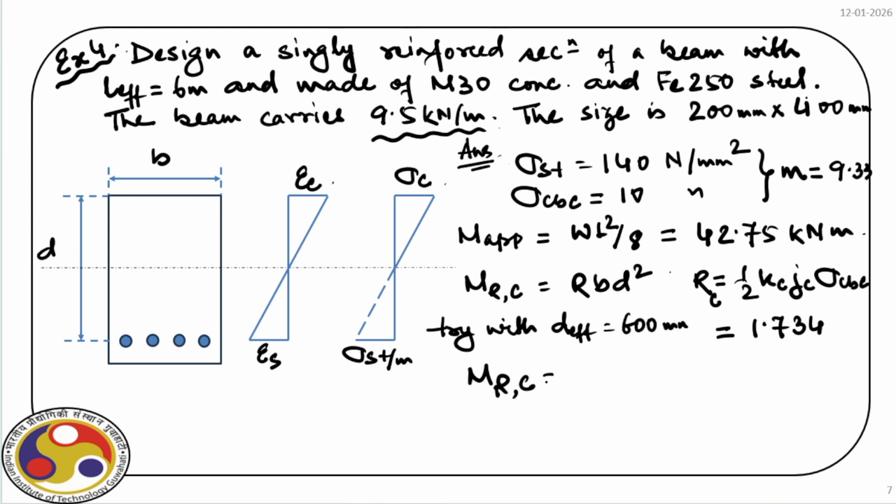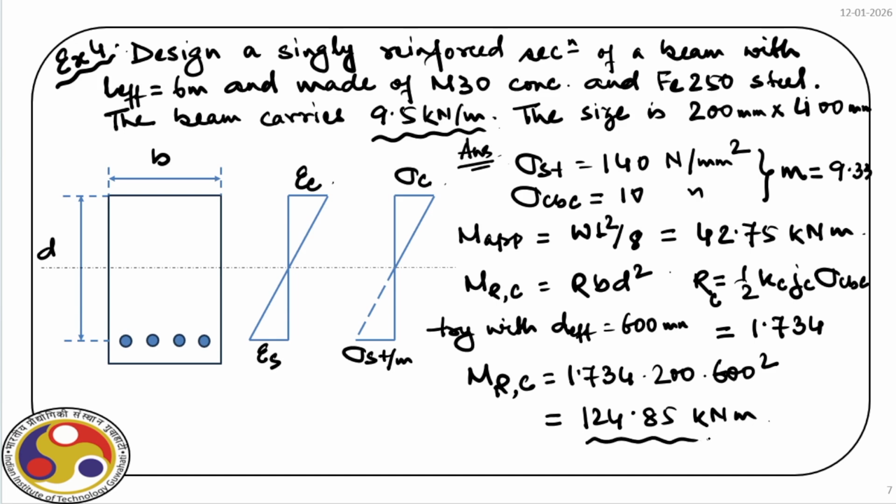MRC we can find out, it will be 1.734 times B, which is 200, times 600 square, which is equal to 124.85 kilonewton meter. Now you can see this sectional capacity is far exceeding the value that we have applied, and therefore obviously this section we are not going to use.